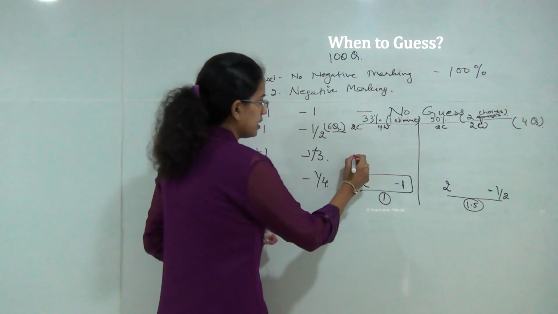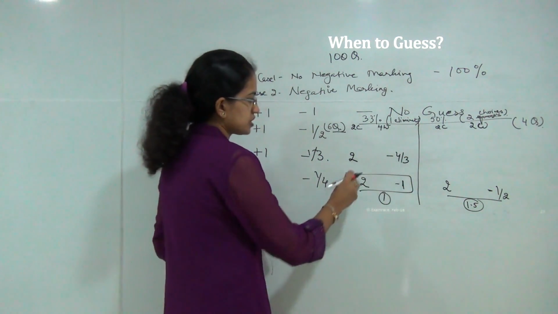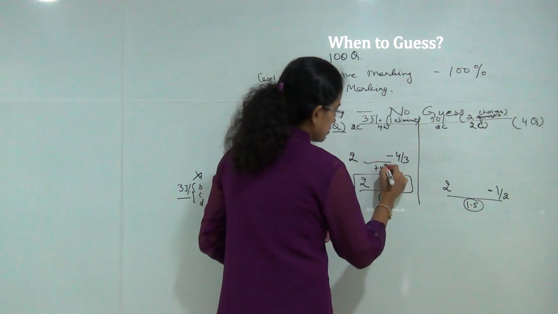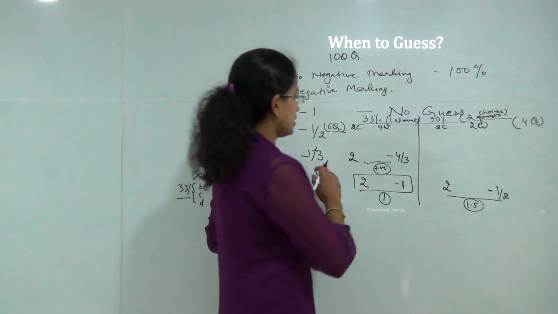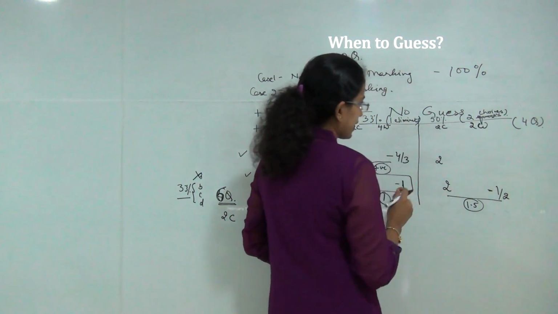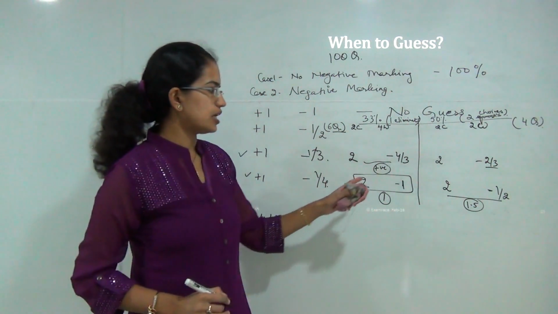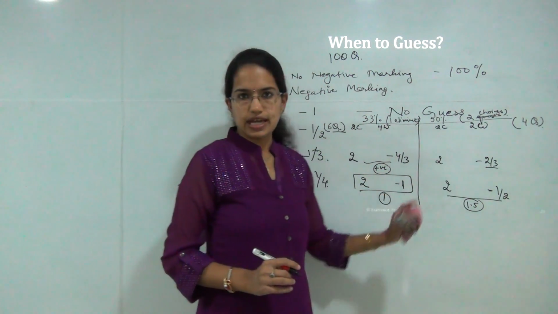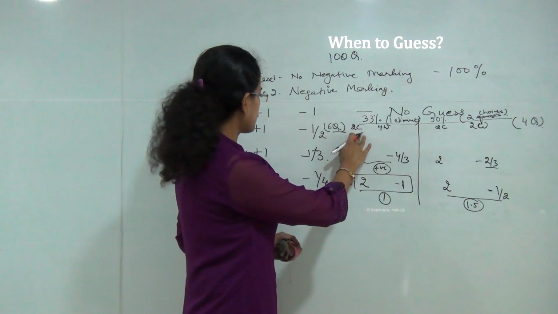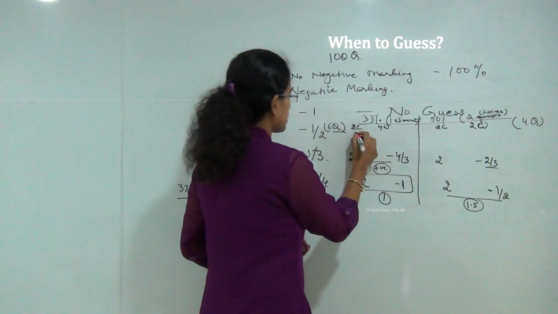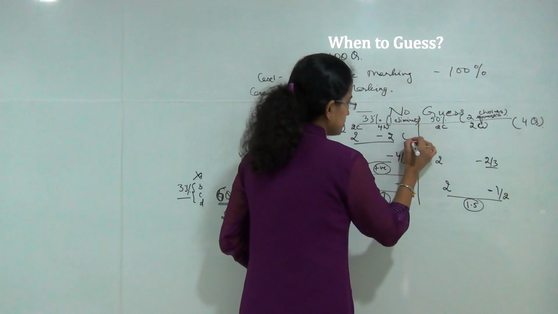Now if I go here, I have 2 here and I have minus 4 by 3 here. So still I have a positive chance of getting marks, but that positive chance decreases. Here what it becomes is 2 correct and minus 2 by 3 as incorrect. So still I have a gain of 4 by 3 here. And here if it is plus 1 and minus half, what would be here? With 2 correct choices I get 2 marks, and with 4 incorrect choices I deduct 2 marks. So it becomes 0 net.